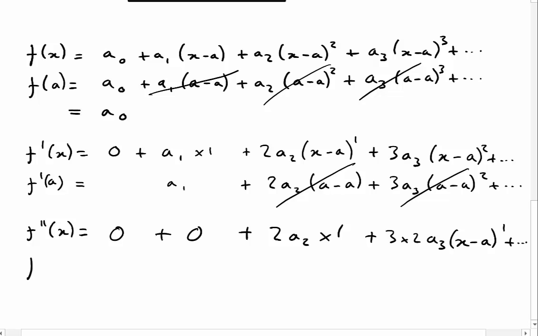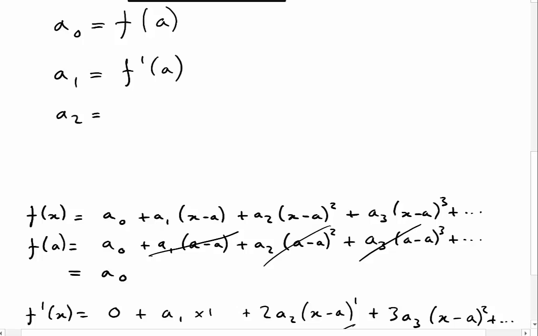Now if I plug f double dash of a in, this is 0, 0, this has become 2a2, that's going to be left, plus 3 times 2a3 times a minus a, plus dot dot dot, so that's going to go to 0. Therefore f double dash of a is going to be equal to 2a2, which then implies that a2 is going to be equal to f double dash of a over 2. I'll just divide through by 2.